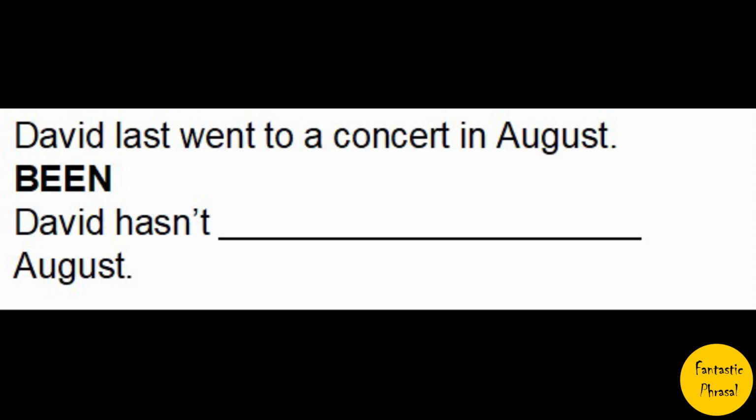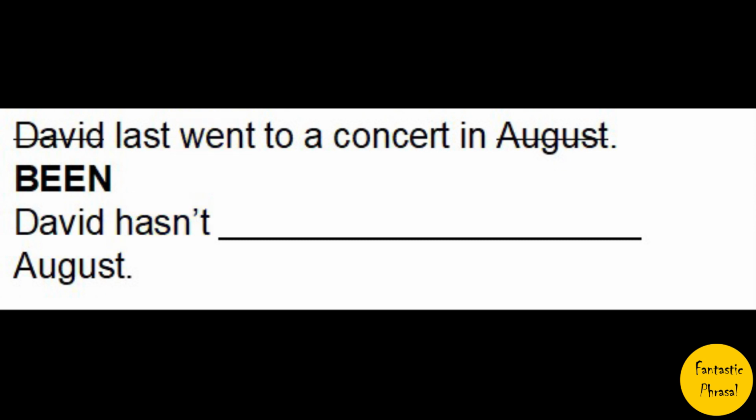David last went to a concert in August. The key word is been, and the second sentence is David hasn't blank August. We can notice immediately that the first sentence contains went and the second sentence contains hasn't. From this we can deduce that we have to transfer the past simple to the present perfect.